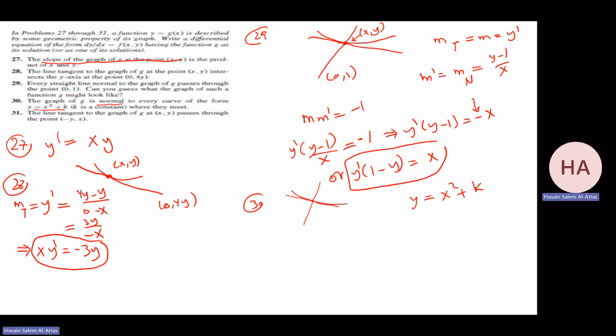So I have, if you have the point, this is x and y. Okay. This y is not the same. The graph of G is normal to every curve of the form y equal x squared plus k. What will be y prime here? Equal to 2x. This is the slope of the normal. So I have 2x times y prime is equal to minus 1.